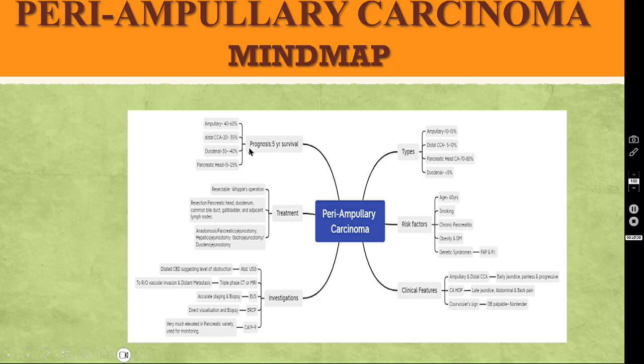The 5-year survival rate, prognosis for ampullary cancer is 40 to 60%, the distal CCA 20 to 35%, duodenal 30 to 40%, whereas for pancreatic head it's only 15 to 25%.